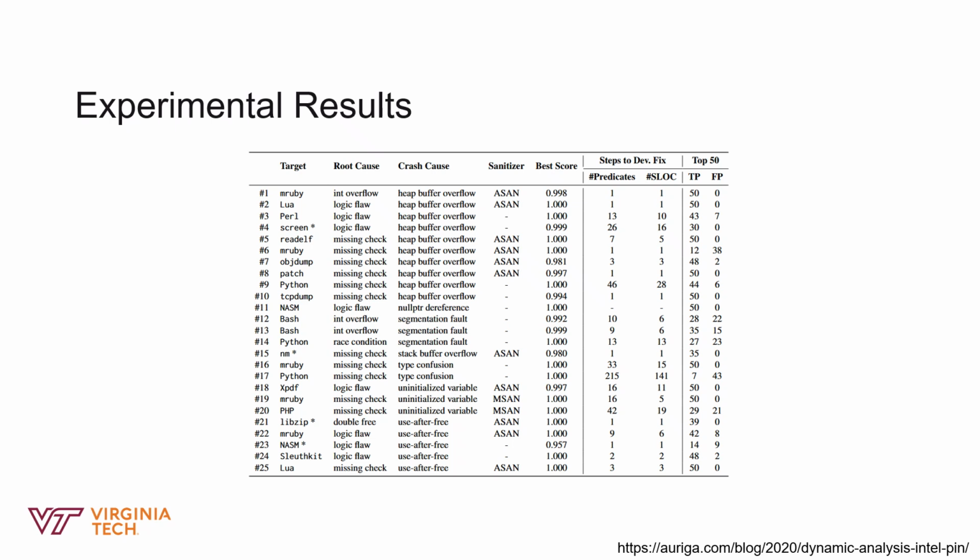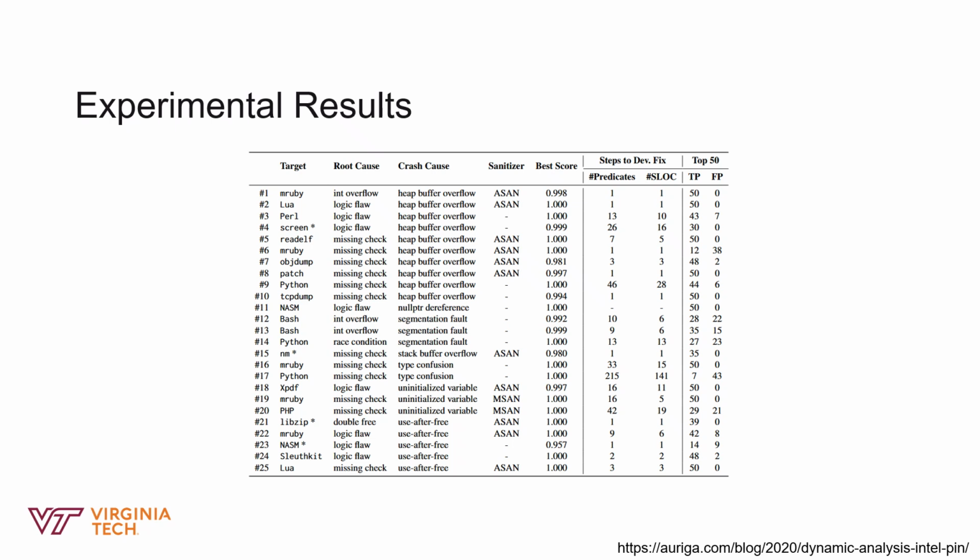They were sorted by whether they were true positives or false positives. And we can see that typically Aurora was able to mostly have true positives and not as many false positives, but that wasn't always the case, such as for number 6, where the false positives outrank the true positives, and number 17, where you have 43 false positives and only 7 true positives. The number of predicates and lines of source code that had to be looked at were also relatively low, but could go as high as 215 for predicates and 141 for source lines of code.